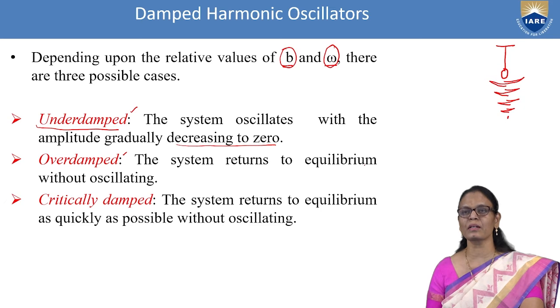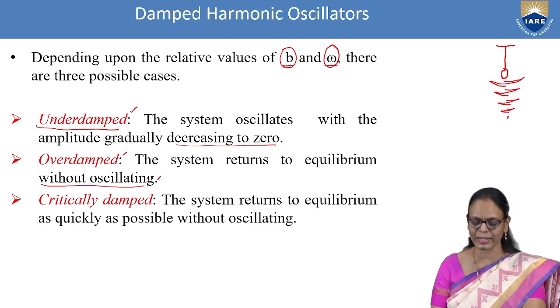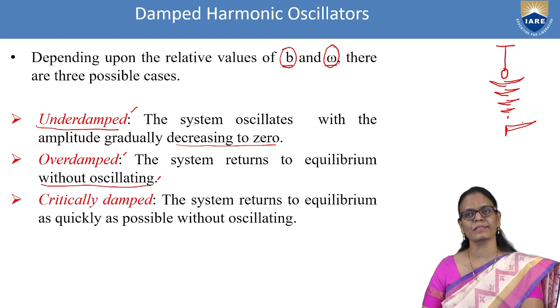The system returns to equilibrium without oscillating. It will not oscillate at all. Means I disturb the object from here, it will come back and it will come to rest. That's all. That is overdamping.